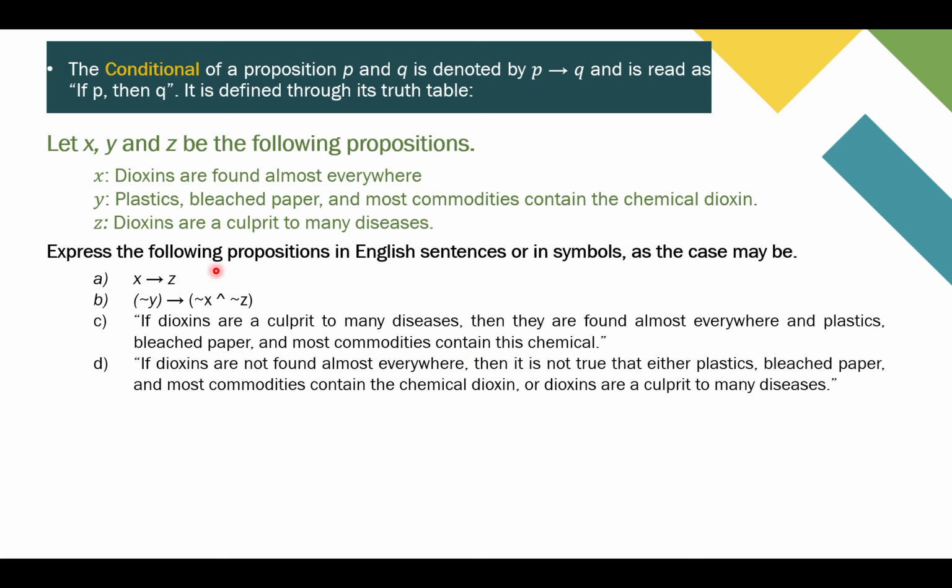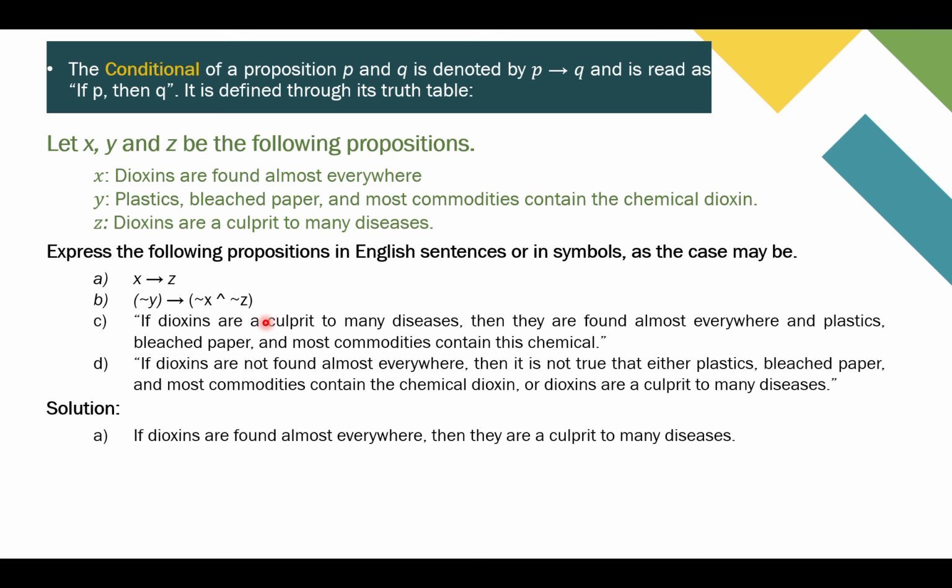Okay, so letter A, it is the easiest. That would be, what is our X? This one, dioxins are found almost everywhere. If dioxins are found almost everywhere, then dioxins are a culprit to many diseases. Let's see if my answer is correct. Okay, don't forget to put a comma when you put then.